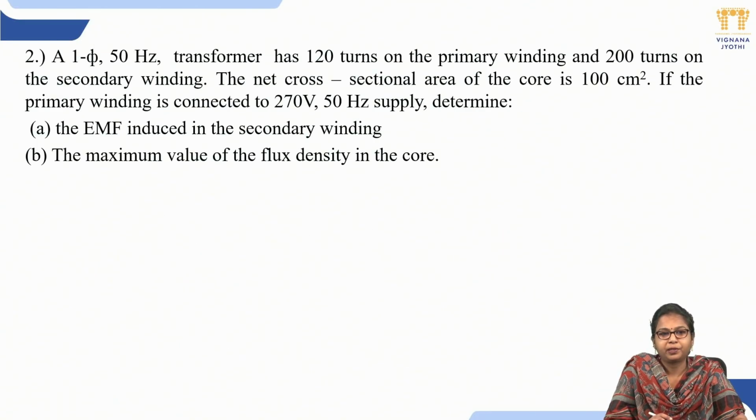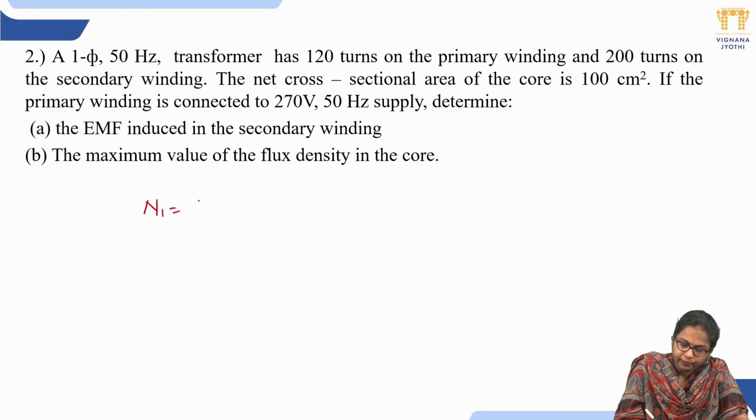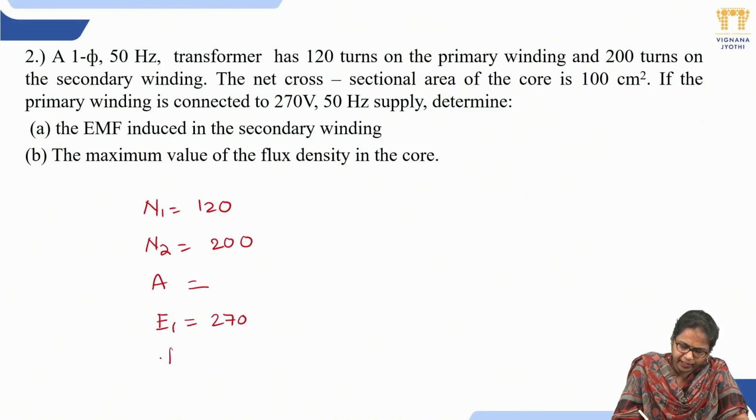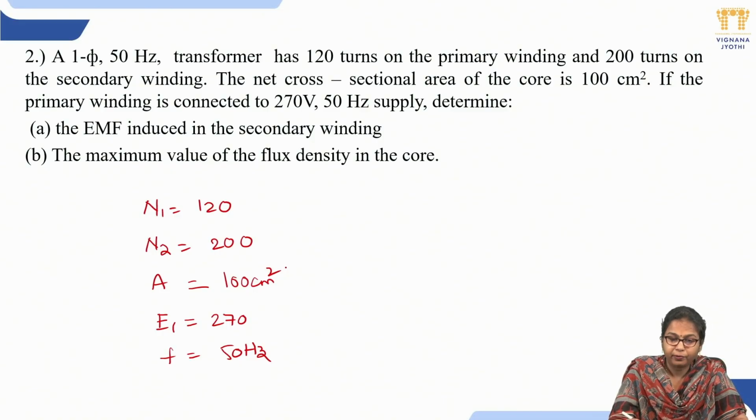So another problem which is also based on the same first type of problem which we have solved. A single phase 50 Hz transformer has N1 equal to 120 turns, N2 equal to 200 turns, and the net cross sectional area is also given, and E1, the primary voltage, is 270 volts and frequency is 50 Hz. Even in this problem we are asked to calculate the amount of EMF induced in the secondary and the maximum value of the flux density in the core.